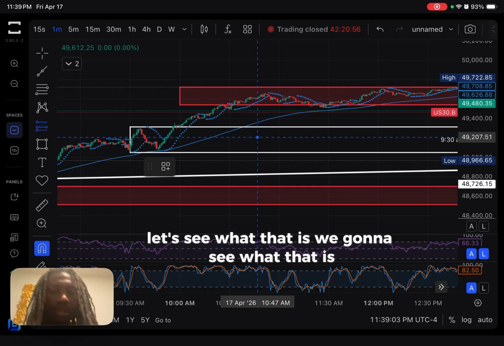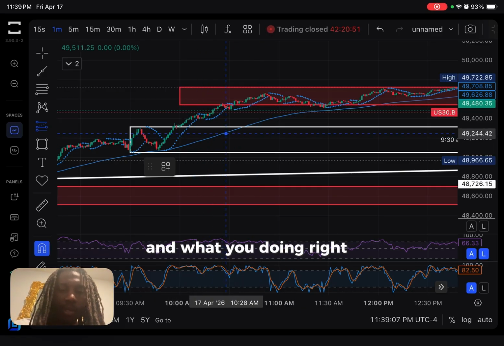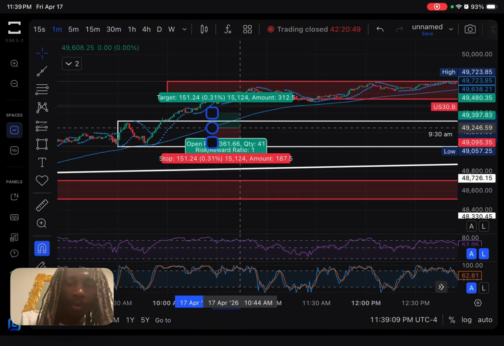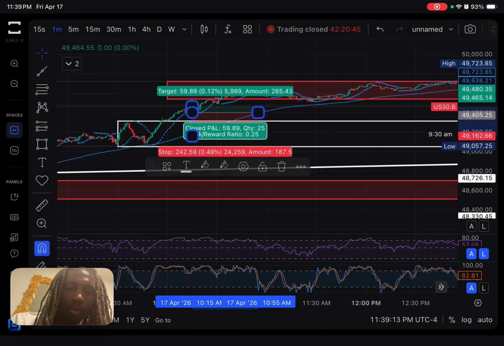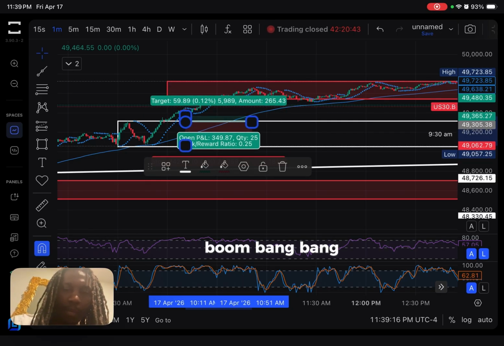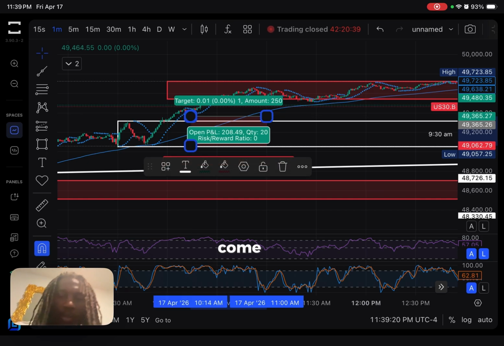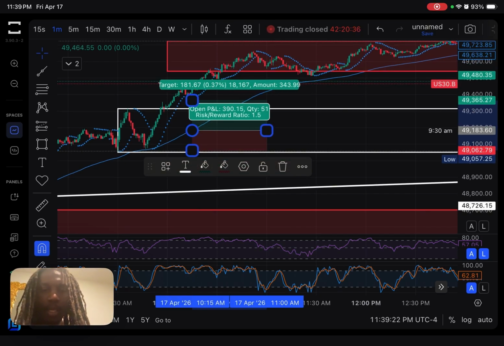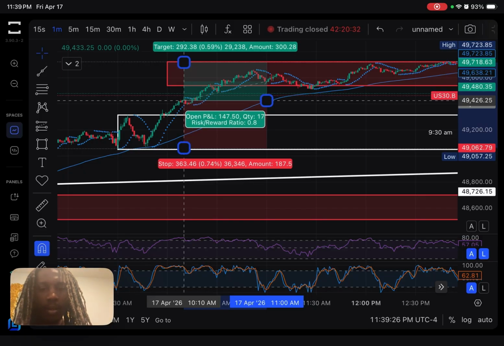We want to see what that is. That's good, like low. Depending on what you're doing, right? Boom. We're gonna measure and see, right? Boom, bang, bing, bang. Come on, man. Come on, man. All right.